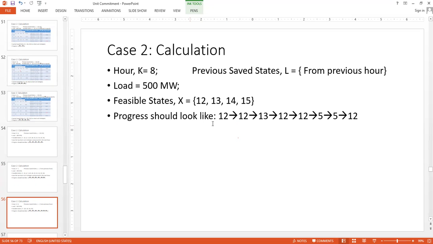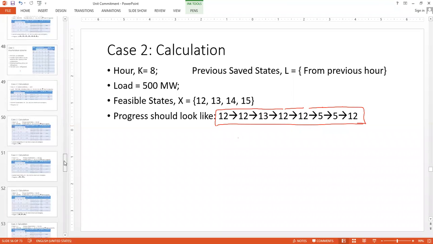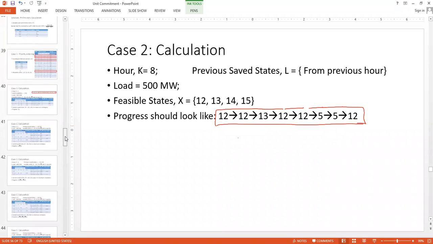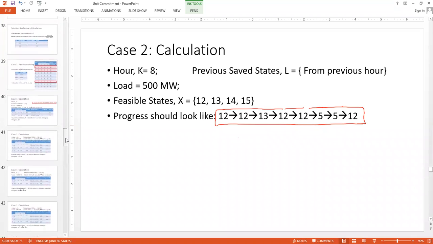Calculate the F cost, and finally you should get this one. This is your final result. So this should be your strategy: 12, 12, 13, 12, then 12 again, then 5, 5, and 12, which is of course different than what we got for priority list ordering. Okay, for priority list ordering, what did we get? For priority list ordering, our solution was something like this.